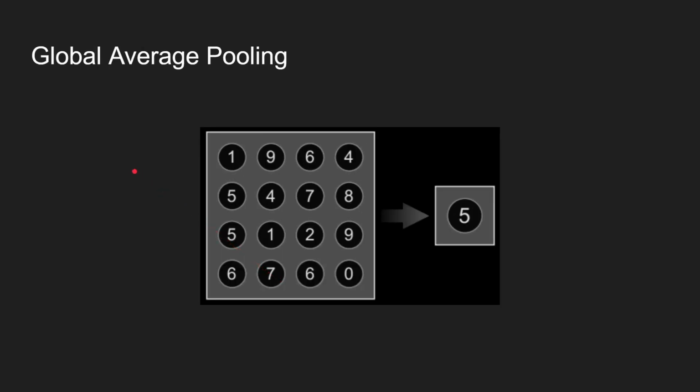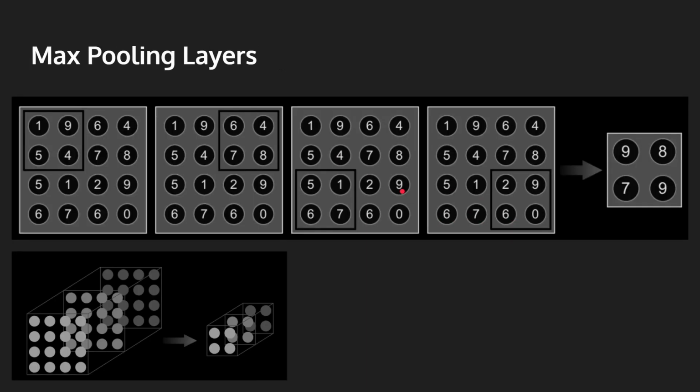Now let's talk about global average pooling. This is actually a very aggressive way of pooling, which calculates the average of the entire input, right? It calculates the average of the entire feature map. Okay, so it's just a more aggressive way of pooling, but typically you'll see max pooling layers. These ones are the most commonly used.